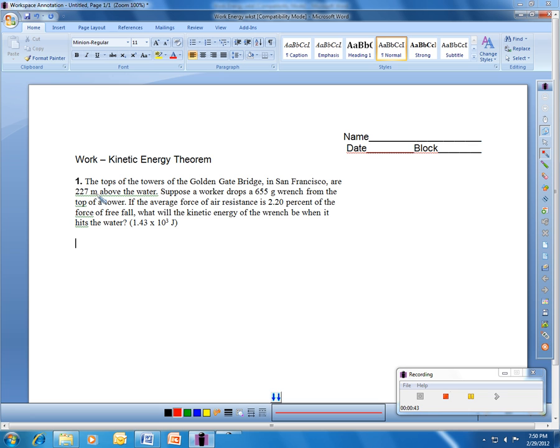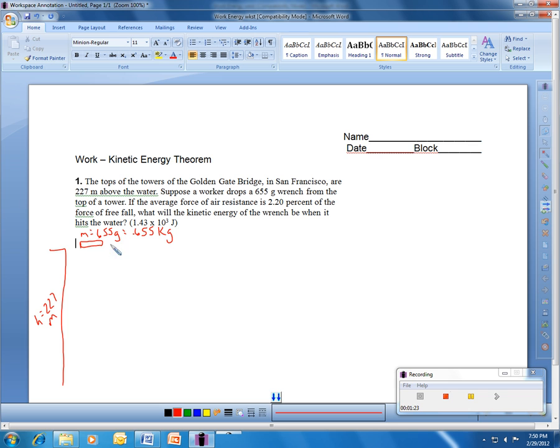So when you get this, the tops of the towers of the Golden Gate Bridge in San Francisco are 227 meters above the water. So a picture is not a bad thing. This height then is 227 meters. A worker drops a wrench from the top of the tower. So here is the wrench with a mass of 655 grams. Right away I know I don't like grams. Everything we've done, grams need to go to kilograms, so 0.655 kilograms.